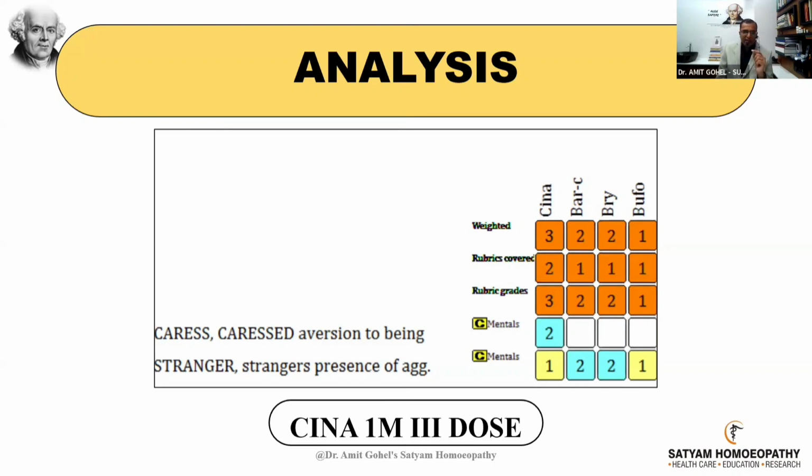And second thing, child does not like caressing, so aversion to being caressed. So on the basis of that, in acute conditions of crankiness, I prescribed Cina 1M, 3 doses hourly. The next day, mother called me that my child was absolutely normal. He slept well overnight and no fever. So this is what you have to observe, very precise things.